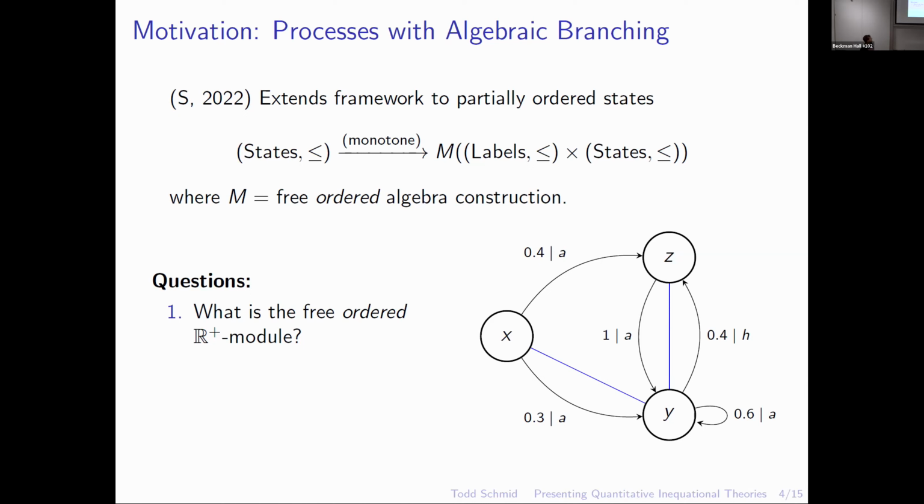And of course, because I did answer this question right here, I asked the more general question. If I replace R plus with an arbitrary ordered semi-ring, I'll define this in a second, how do we construct the free ordered semi-ring module? Can I construct it in a way similar to before, where you can obviously do it with free terms? I'll talk about the explicit construction in a second.